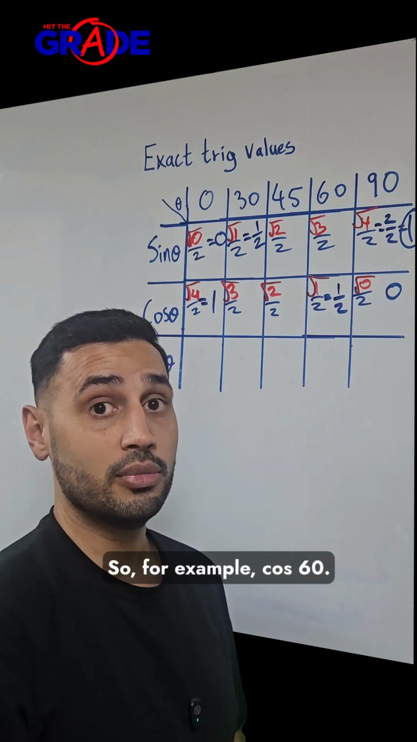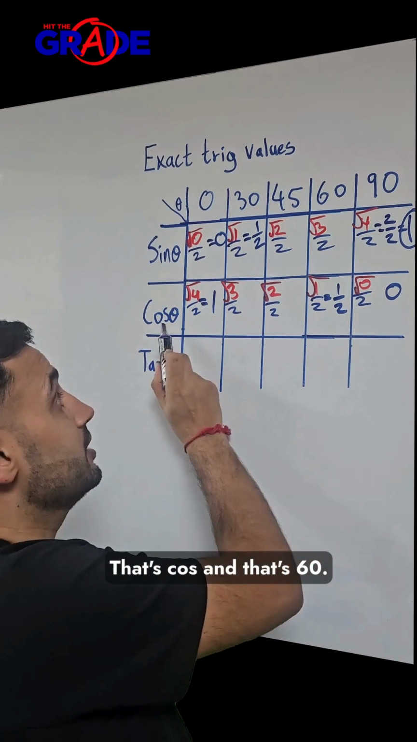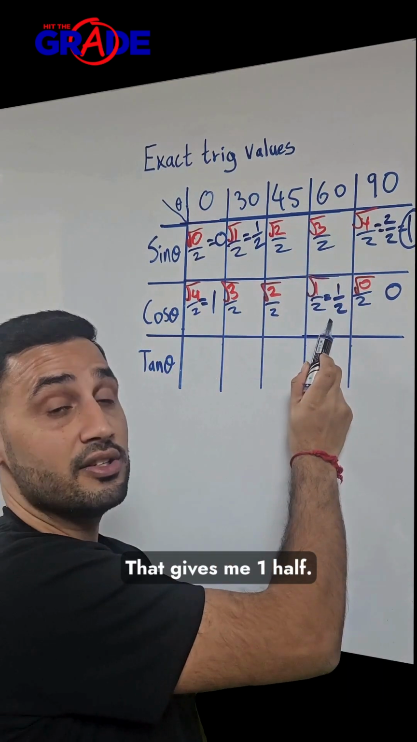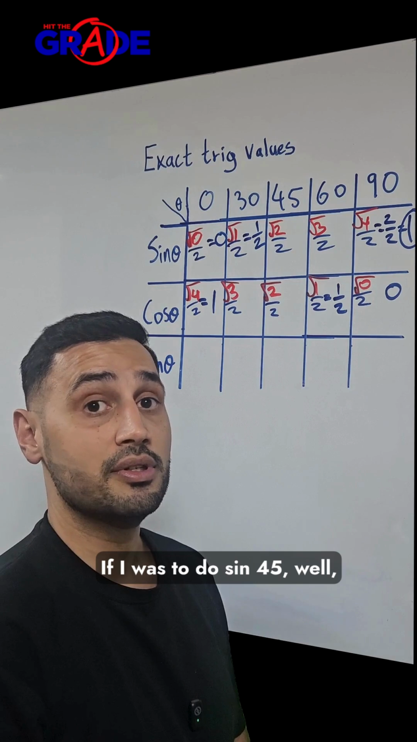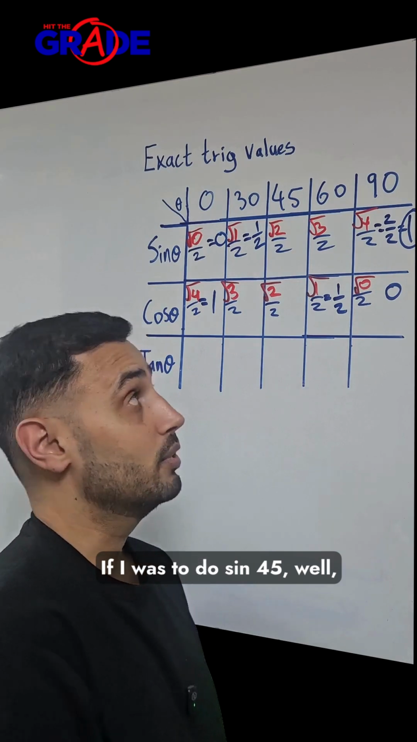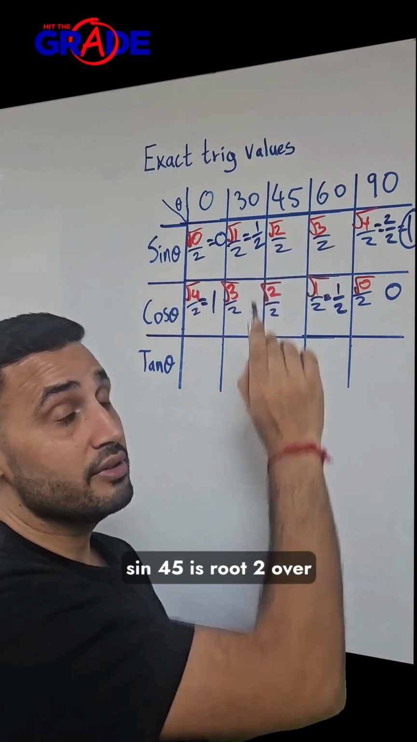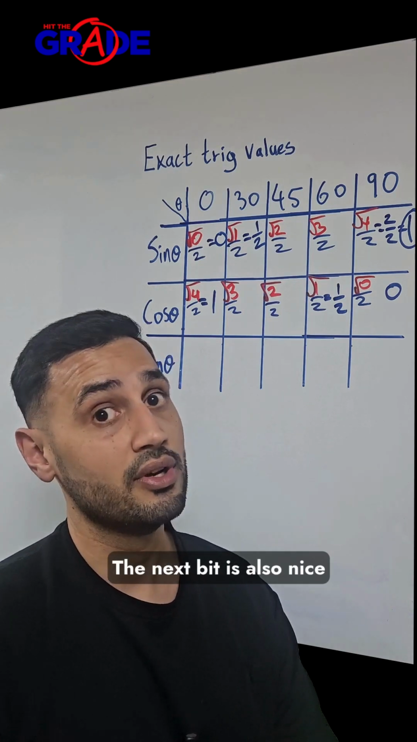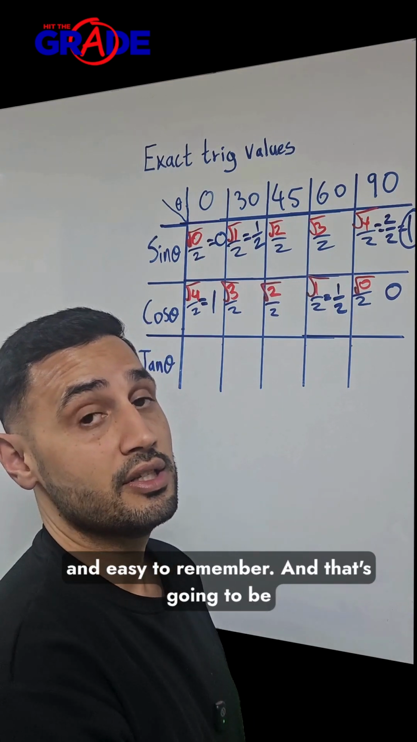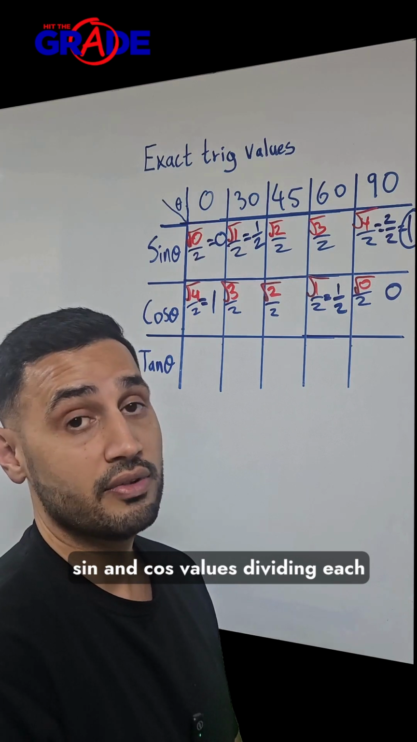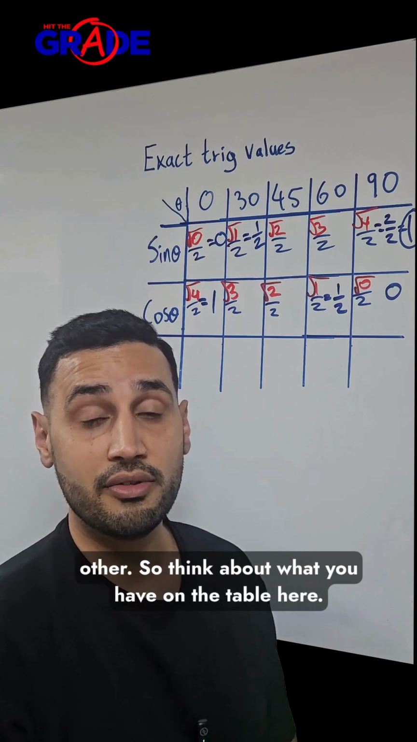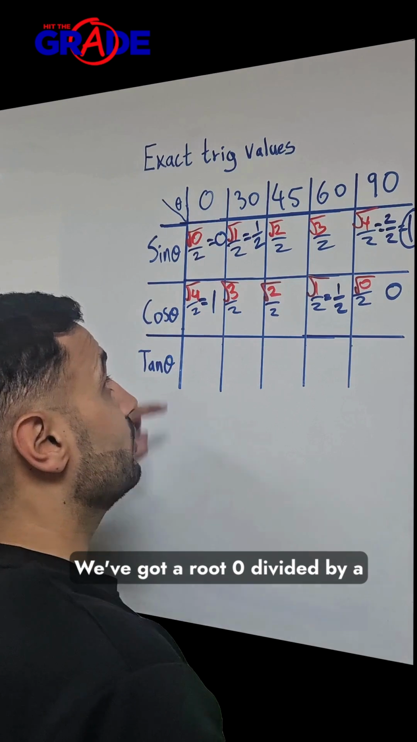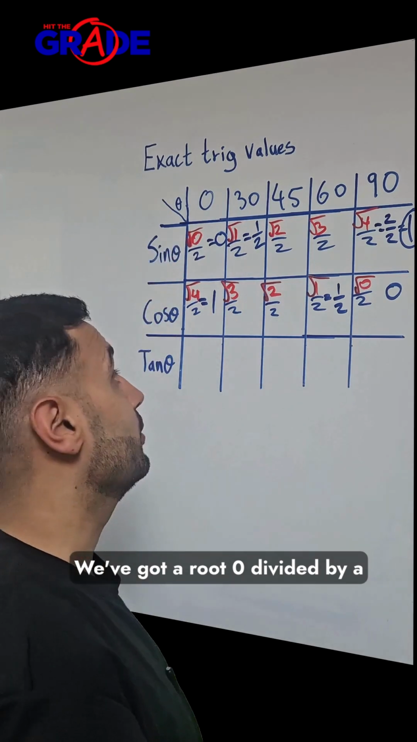So, for example, cos 60, that's cos, and that's 60, that gives me 1/2. If I was to do sine 45, well, sine 45 is root 2 over 2. The next bit is also nice and easy to remember, and that's going to be sine and cos values dividing each other. So think about what you have in the table here. We've got a root 0 divided by a root 4.